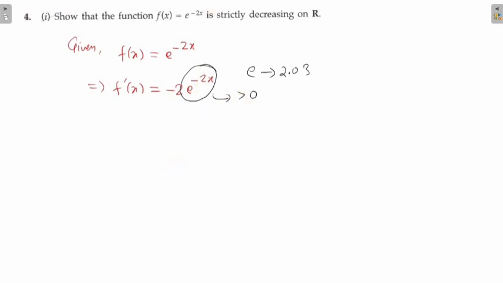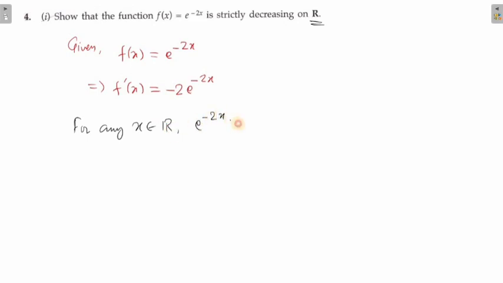I hope you are able to understand. So what I am trying to say here is, for any x belonging to the real line, the value of e to the power minus 2x is always positive. It cannot be equal to 0 also. Even if you take x equals 0, then e to the power 0 is 1. So you cannot have this to be equal to 0. It is always greater than 0.